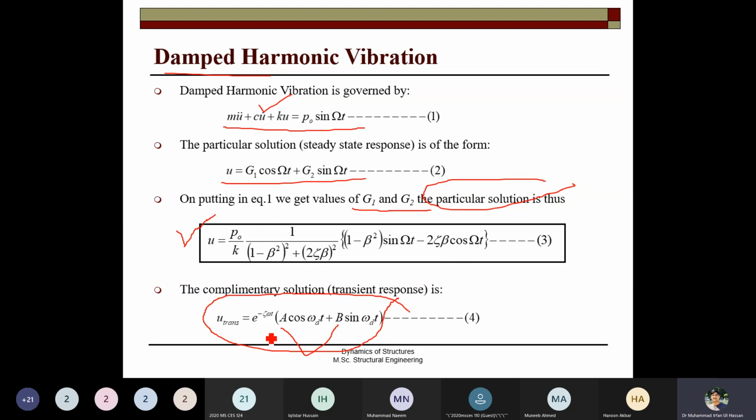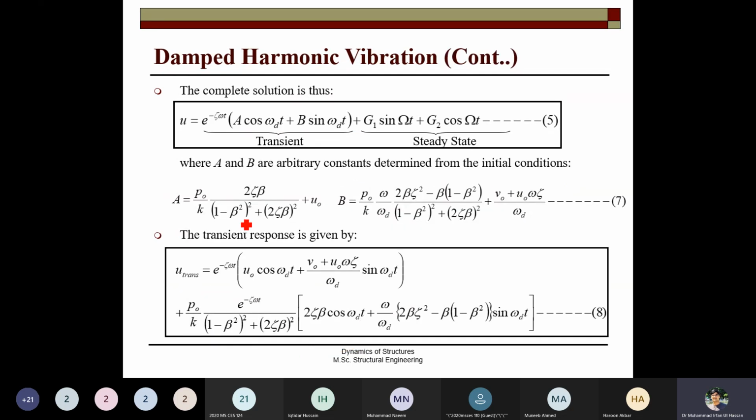This is a complementary solution which we import from the same undamped, for the damp free vibrations. Now put the system together. This is the transient response, this is the steady state response. Now solve for the A and B values. The A value will be computed by putting time 0 and U equal to 0, because most of the parameters will become 0 and A can be computed. And the B value is computed by taking the derivative of this function and putting it equal to 0 at time 0. The B value can be computed.